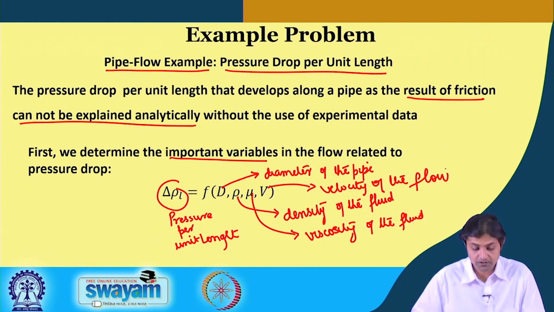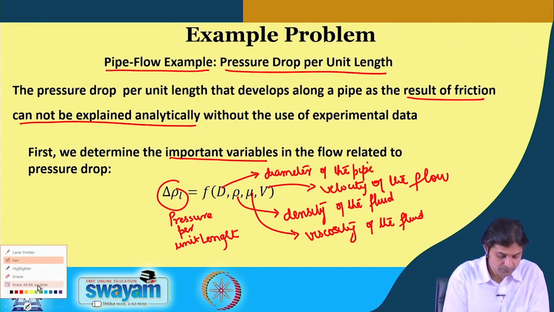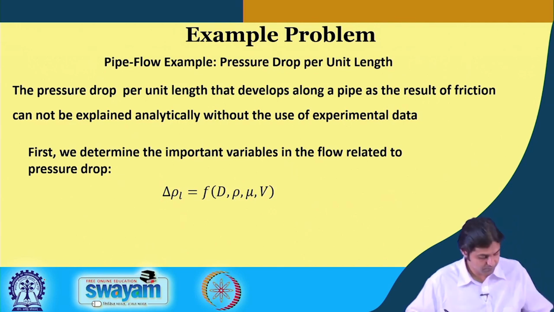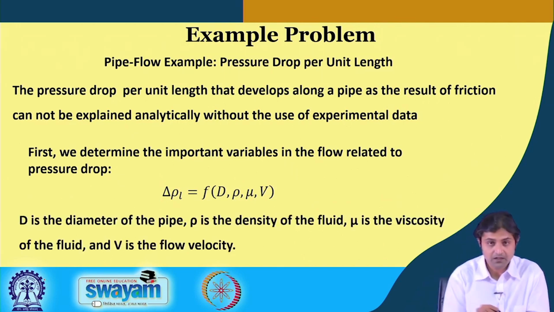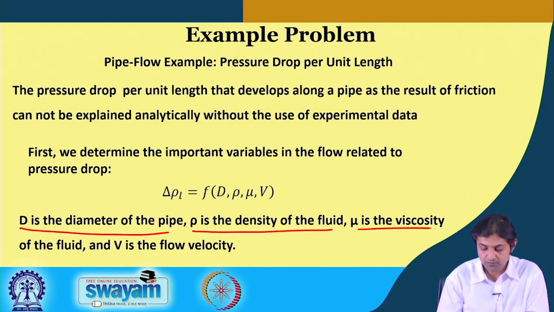So, the pressure drop per unit length should depend upon the diameter of the pipe. It should also depend upon the density of the liquid or the fluid. It should also depend upon the viscosity of the liquid or fluid, and also the velocity of the flow. These are some things that come to our mind. As I told you, d is the diameter of the pipe, rho is the density of the fluid, mu is the viscosity of the fluid, and v is the flow velocity.